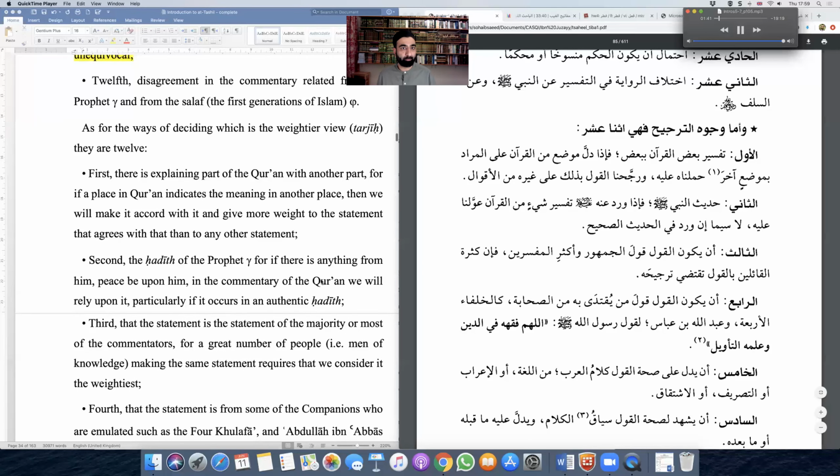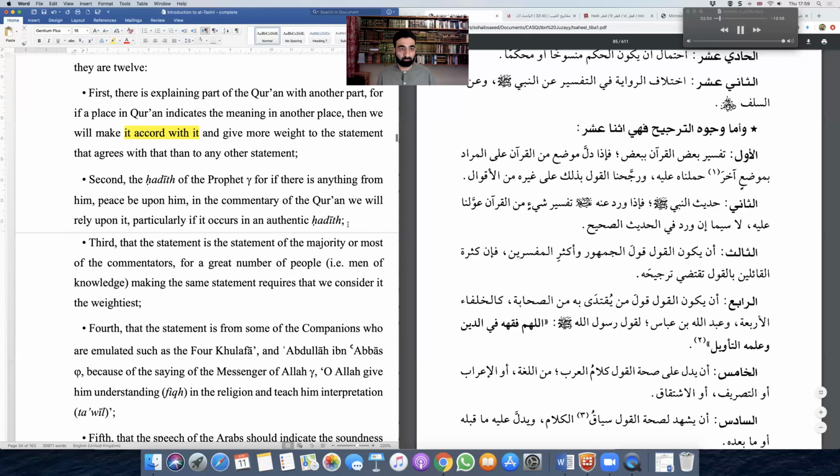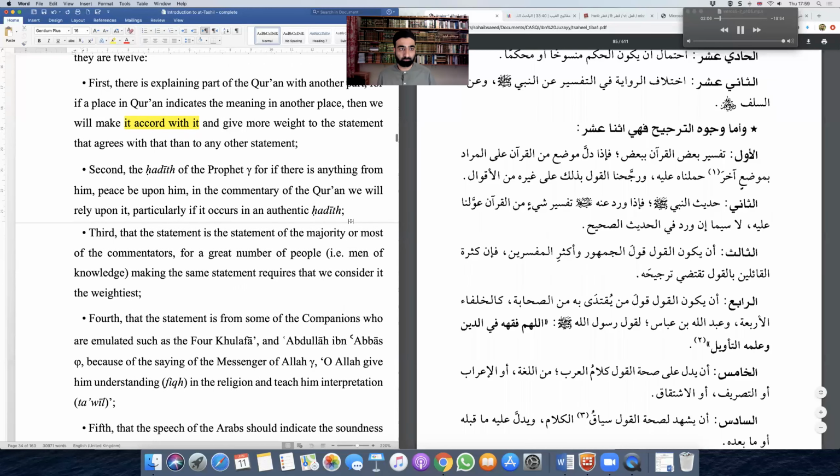وأما وجوه الترجيح فهي 12. الأول تفسير بعض القرآن ببعض، فإذا دل موضع من القرآن على المراد بموضع آخر حملناه عليه ورجحنا القول بذلك على غيره من الأقوال. الثاني حديث النبي صلى الله عليه وسلم، فإذا ورد عنه صلى الله عليه وسلم تفسير شيء من القرآن عولنا عليه، لا سيما إن ورد في الحديث الصحيح.